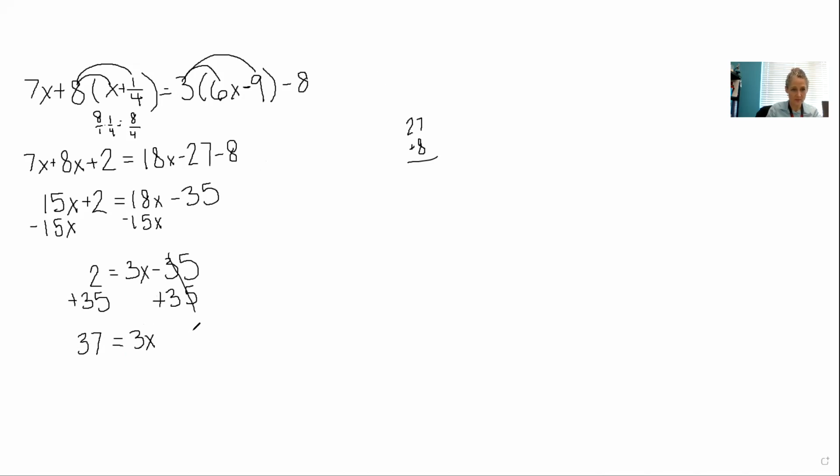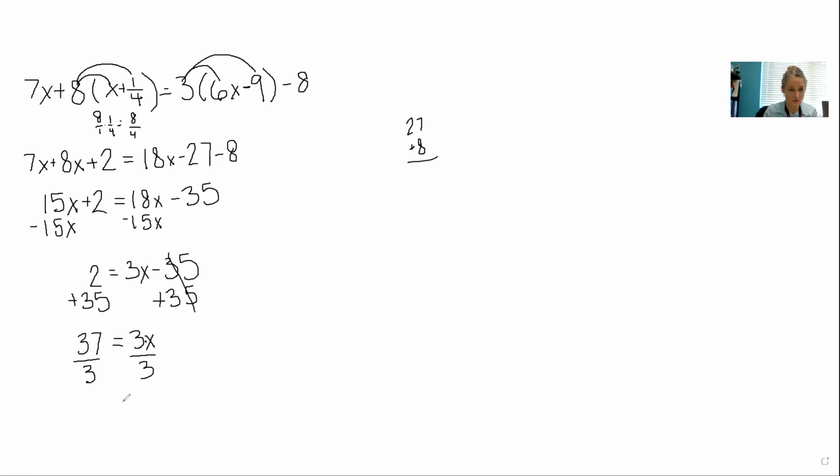So now I'm looking at this and I'm like, okay, I've got a 3 times an x. What's the opposite of multiplication? Because 3 times x, I need to do the opposite. Here it was subtracted. The opposite of subtraction is addition. So I added. Here it's multiplied. The opposite of multiplication is division. So if I want to undo multiplication, I undo it with division.